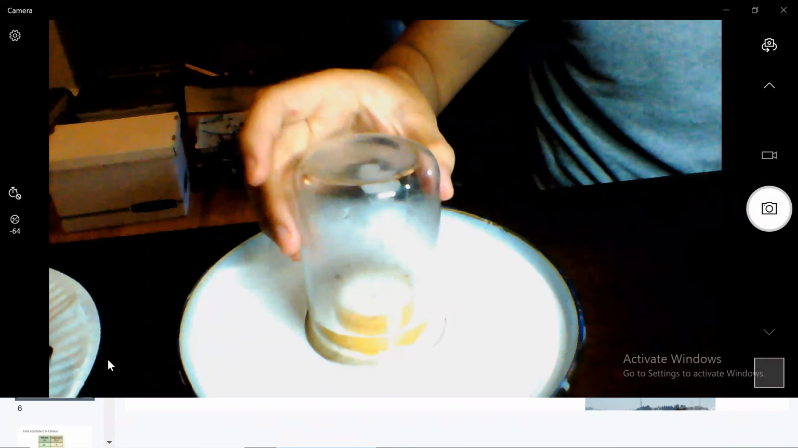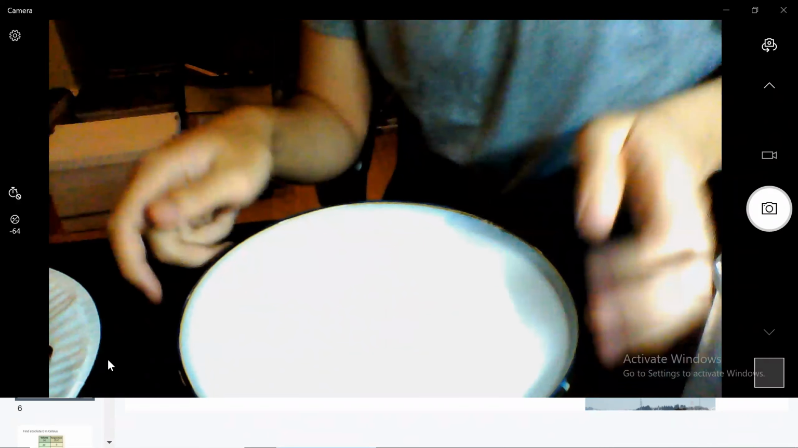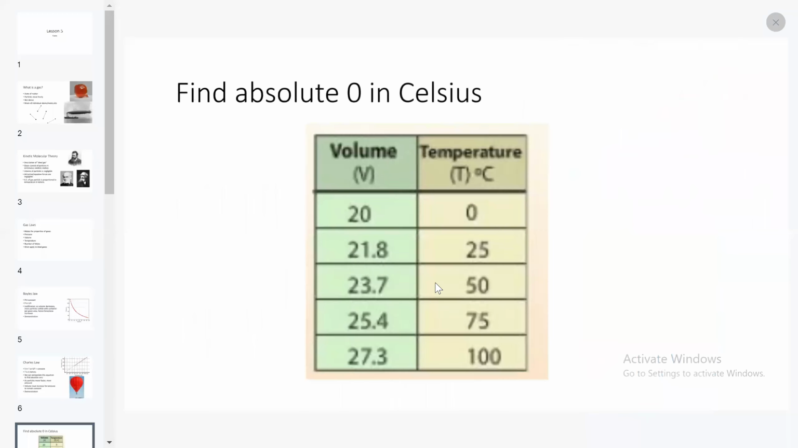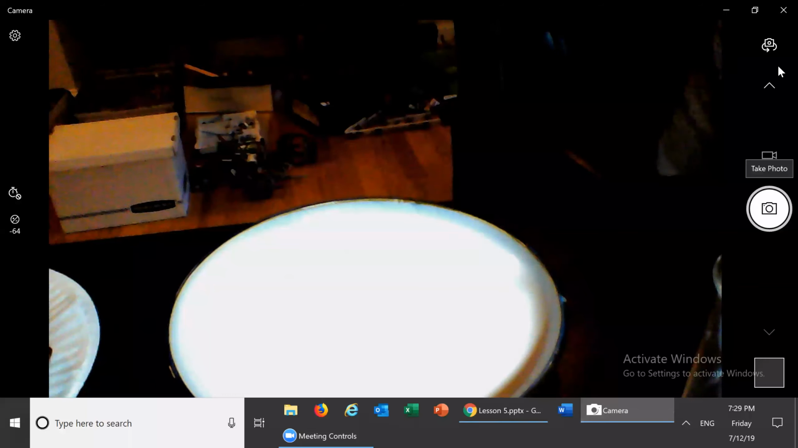I'm going to try to clean this up right now. Let's do a problem now. Using this data, can you try to calculate the value of absolute zero in Celsius? I'll give you a minute to try to do this. Using the data, and don't worry about the units, it doesn't matter. So how do we solve this problem?